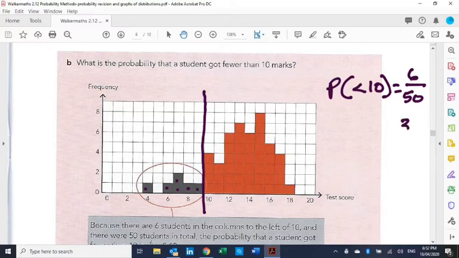Now notice I didn't reduce it. Sometimes you'll see in the back that they will reduce it, sometimes they don't. Your choice, but I really prefer the reduced one.